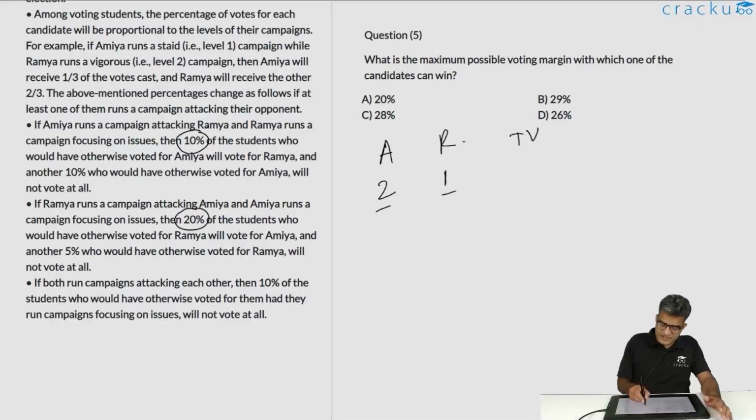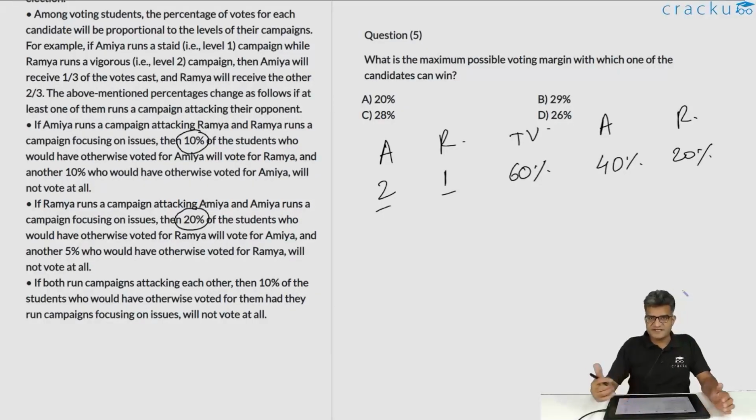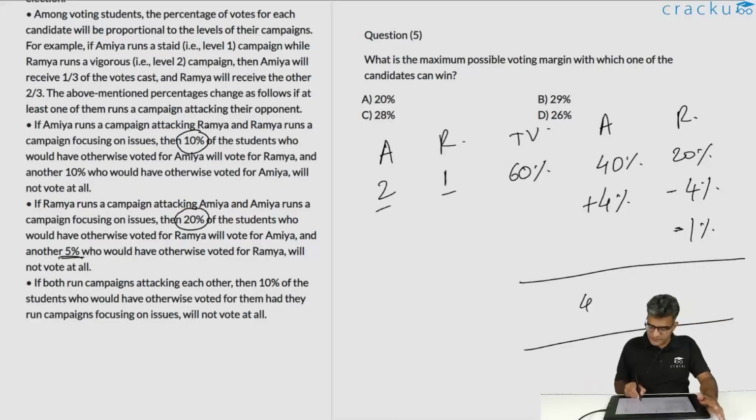So the total voting percentage will be 60%, which is 20 into 2 plus 1. Normally, if both of them campaigned on issues, Amiya would get 40%, Ramya would get 20%. But here we are trying to maximize the gap. So we want Ramya to attack Amiya and lose 20% of her votes, which is 1/5, which is 4%. This 4% will shift to Amiya. In addition to it, 5% of the people who would have voted for Ramya would not vote at all. Again, what is 5% of 20%? This is 1%. So the total votes that Amiya receives will be 44%. Total votes that Ramya receives is 15%, and this gap is 29%.